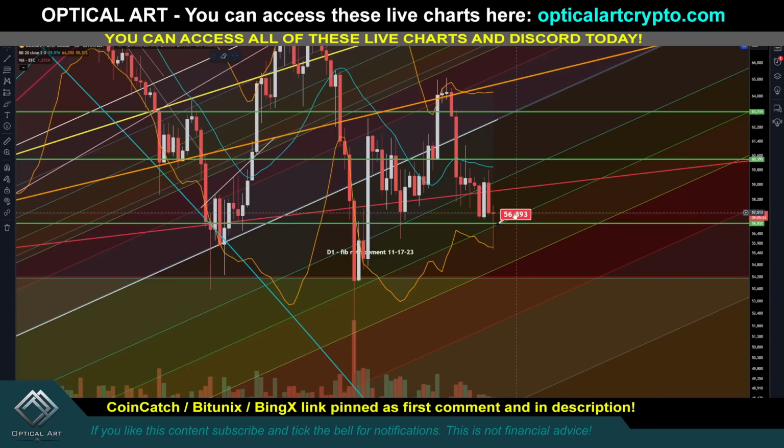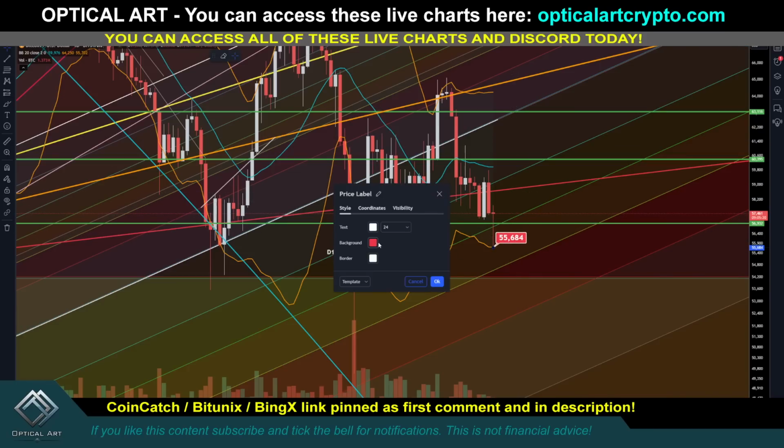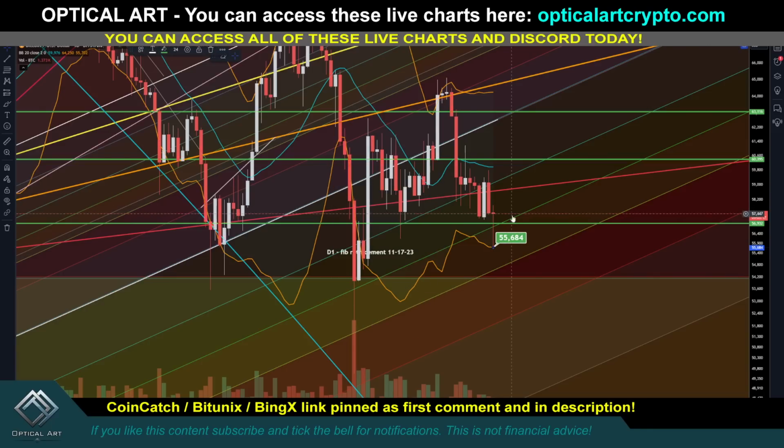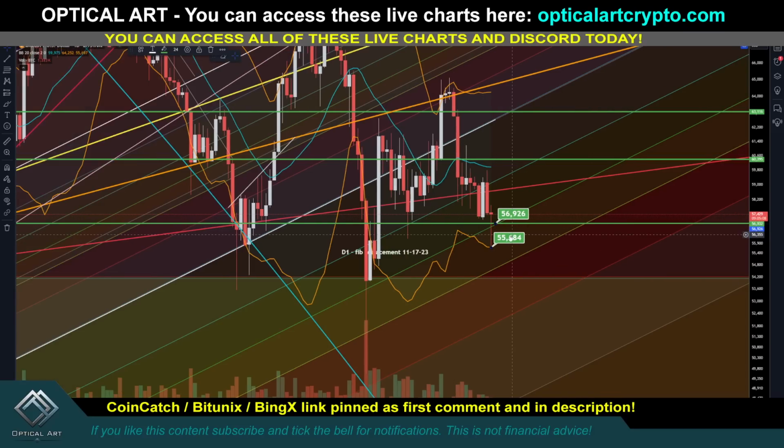This is the D1 chart. Again, this is on the daily. Take note, that's why I made that post. We made contact with the bottom of the Bollinger Band on the daily. And your current support on the D1 chart is right here at 56,926. All right, so if it comes down, that'd be a point to long.